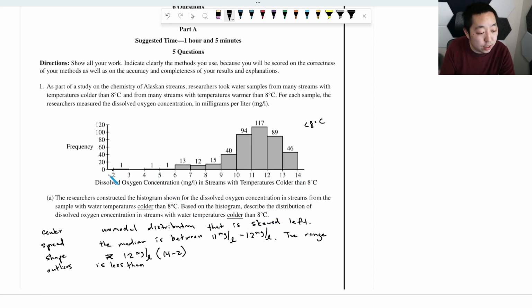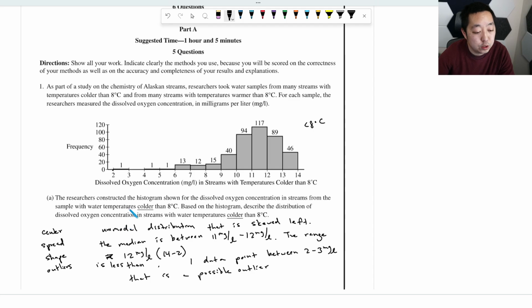And then I would say this guy looks like a possible outlier. There's one data point between 2 and 3 milligrams per liter. That is a possible outlier. Okay, and so that's the main thing. So I get the center, I get the spread, I get the shape, I get the outliers. Okay, that should be pretty good.